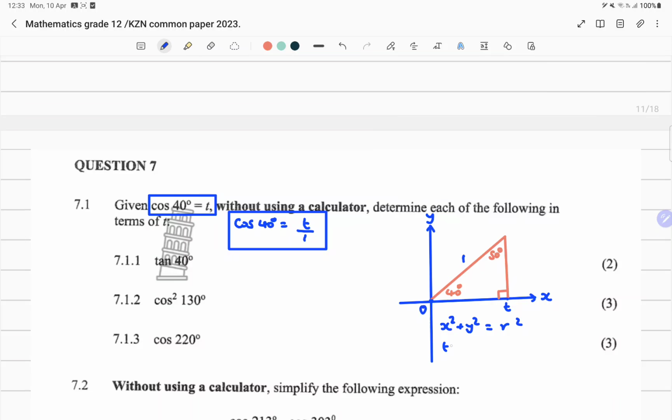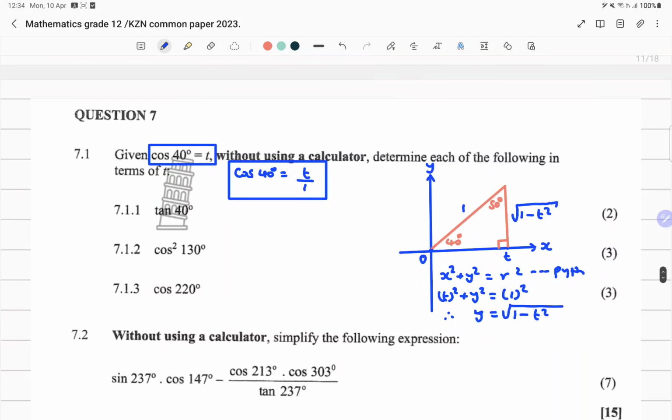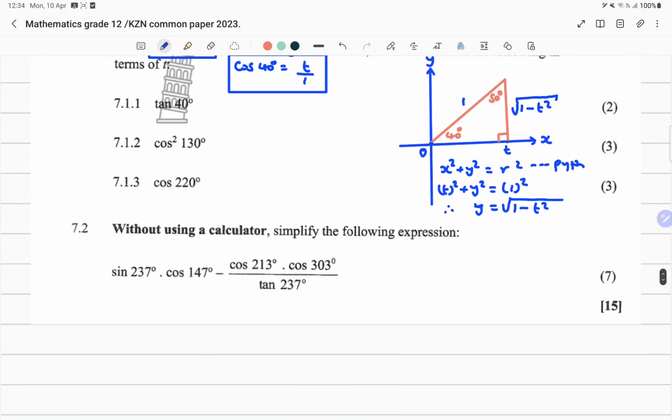Now x squared plus y squared, which is what you want, is going to be that. Therefore, when you work it out, we know that y is going to be basically the square root of 1 minus t squared. Then of course we get this one from Pythagoras. So this is stuff you do before you are even asked a question. So you know that this is going to be 1 minus t squared. Okay, easy. Once you've done that, you've done most of the work, because answering these questions becomes easy.